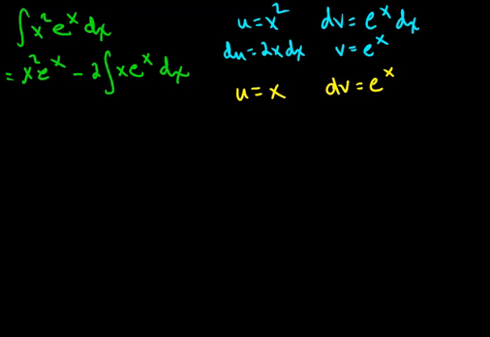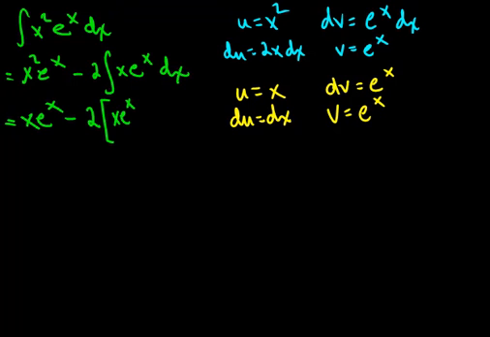Differentiating u, this time we get du equals dx, and the integral of dv is still e to the x. So we put it together again. We have x squared e to the x minus 2 times, now this time, the integral of x e to the x dx is another uv, which here is x e to the x minus the integral of e to the x dx. And at that point we have an integral that can be evaluated.